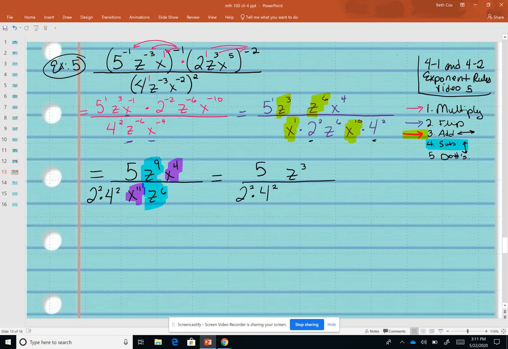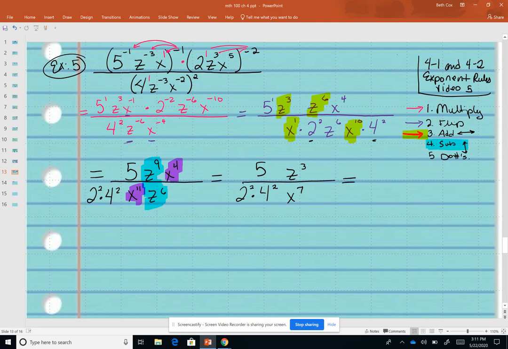And when I subtract the x's, 4 and 11 subtract to make 7, and it's going to be x to the 7, but it's going to be on the bottom. So x to the 7 on the bottom. Okay? Alright, so that's the last one.